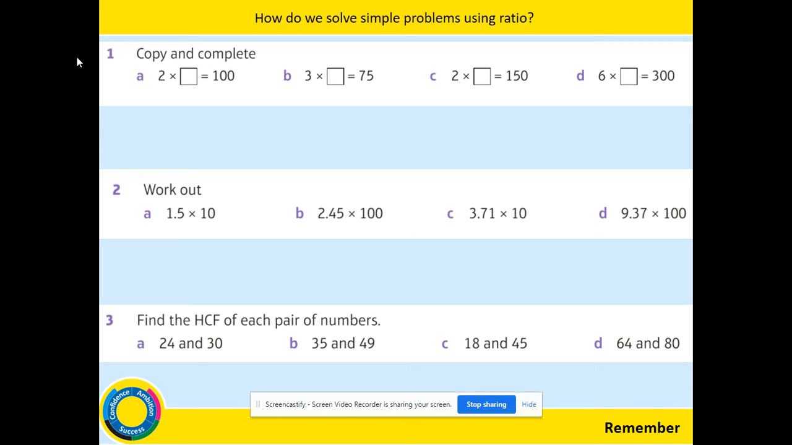Okay, hi everyone. This is section 11.2 from your textbook, and we're going to look at how we solve simple problems using ratio. For your first task, please can you pause the video and complete the 3 questions that are on the screen. When you're done, replay the video and I'll be going through the solutions with you.